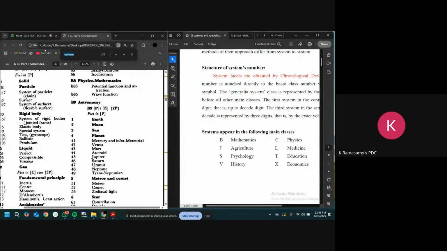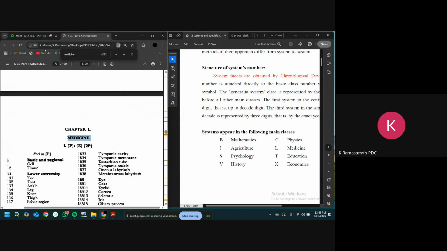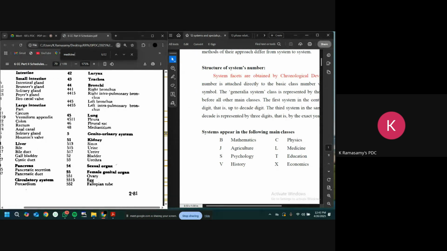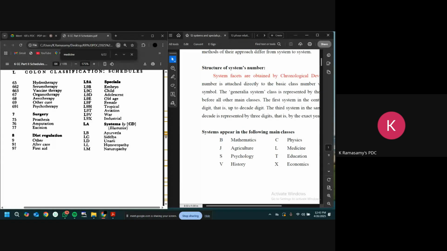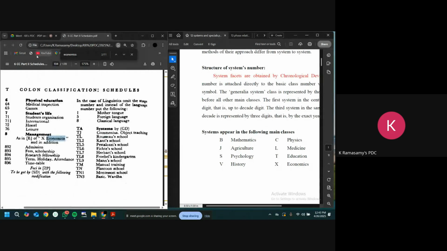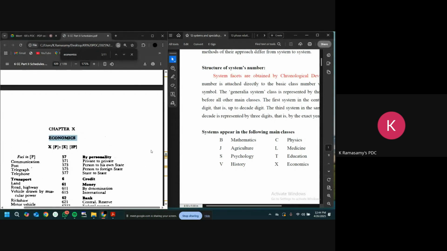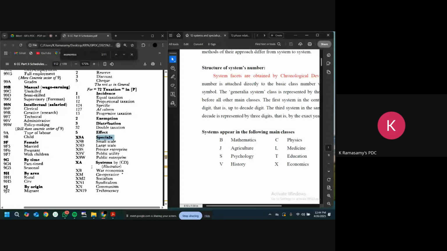Fine. For example, I'll go to medicine, another main class. This is the main class medicine. If you go to the end of the main class medicine, you can see systems and specials appearing over there. I have come to the last page. After everything is over, first are specials, then systems are listed in main class medicine. This way, in a few main classes, for example economics, I go to the last page of economics, and you can see here specials, systems. Systems and specials are enumerated at the end of the main class.